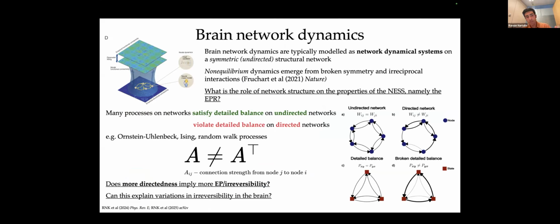So going off the hypothesis that many processes on symmetric networks satisfy detail balance and on directed networks violate detail balance, does more directedness in a network imply more entropy production and more irreversibility? And then can we use this concept of more asymmetry to explain these irreversibility variations in the brain in a way that is more relatable to traditional neuroscience? So something about a reconfiguration of networks, as opposed to this more esoteric quantity, entropy production, in this case.